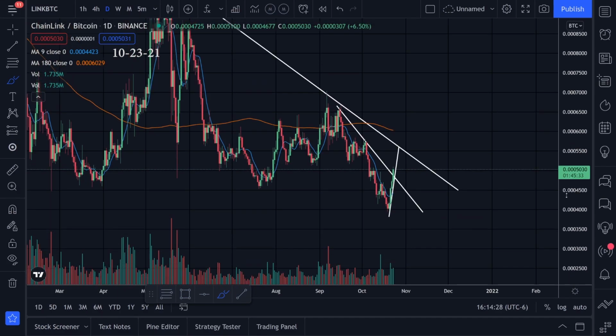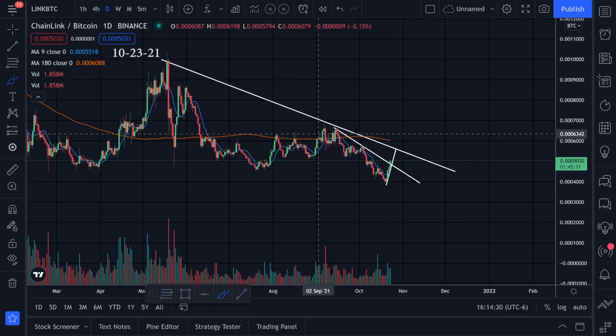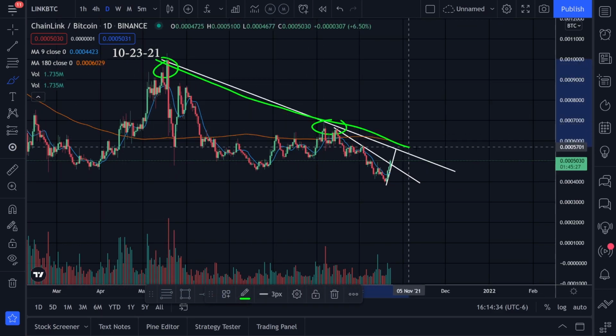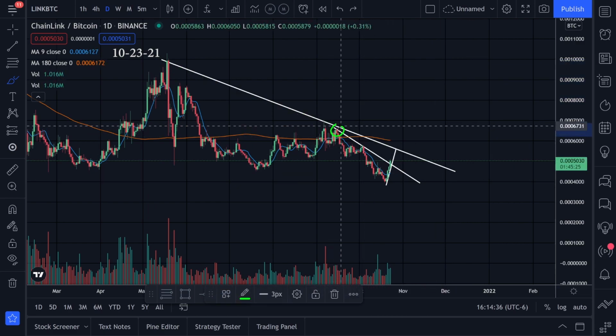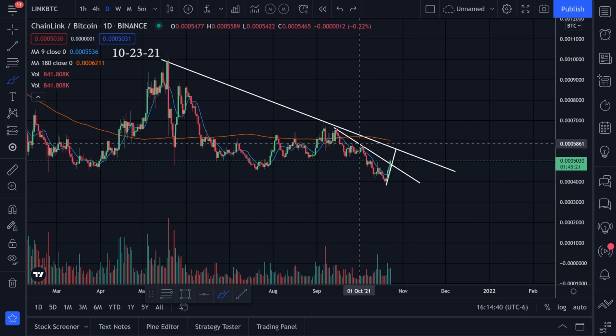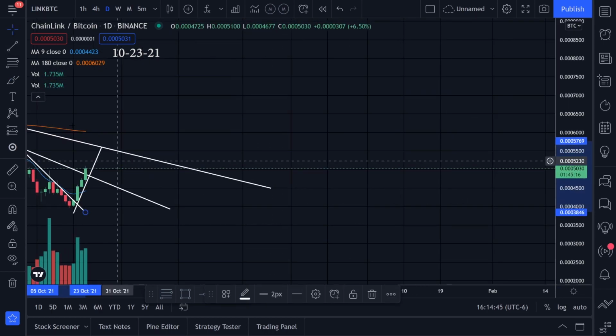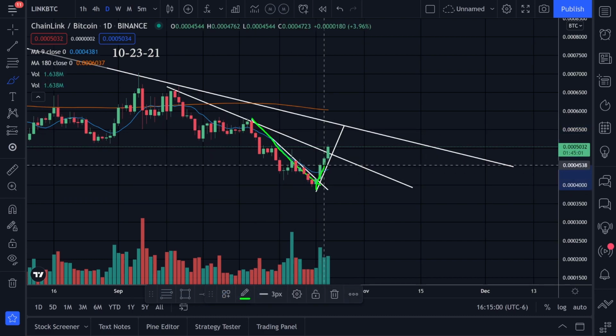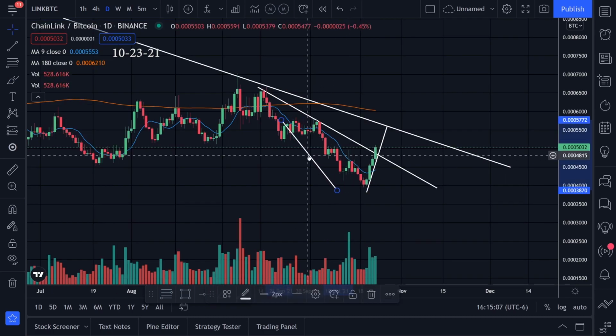If we jump over the Chainlink to Bitcoin chart, here's what we were looking at in the last video. We had resistance, resistance, we had one trend line, and then we have resistance, resistance, second trend line, and then we had another one. If we zoom in, we had resistance, resistance, resistance. So we broke that trend line going to the upside right here. So let's get rid of this trend line.